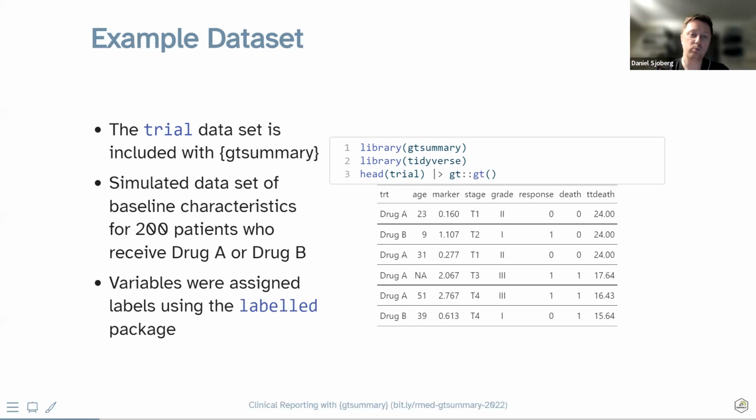We're going to start with a data set called the trial data set. It's found inside the gtsummary package, and it's simulated data from 200 patients. About half of them received drug A, the other half received drug B. Importantly, each one of these columns in this data frame has been assigned a label using the labelled package. All that really is, is an attribute to the column, and the attribute is called label.